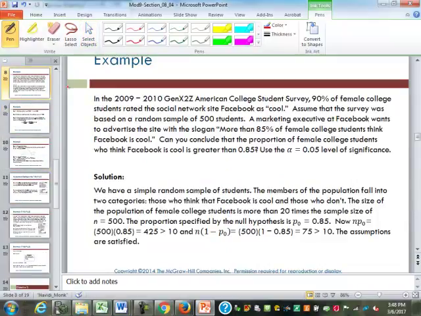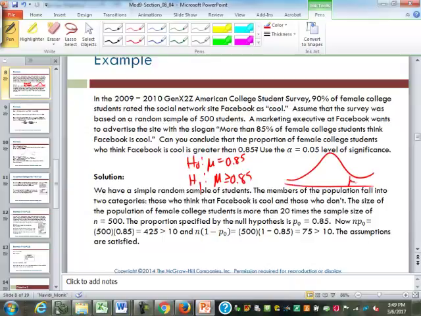So in 2009, it's the same thing. So what are our null hypotheses? Well, the null hypothesis, the mean is 0.85. And the alternative is that the mean is greater than 0.85. So on our curve, this is a right-tailed test again because our alternative is greater than. And we're going to do this with a p-value.